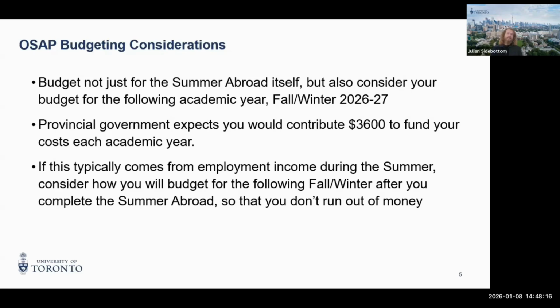In terms of budgeting considerations, consider budgeting not just for summer abroad, but also for the following academic year in the fall and winter. The government assumes, as part of the OSAP assessment, that you're going to contribute $3,600 each year to help fund your costs. If this comes primarily from a summer job, consider how you're going to budget so you don't run out of money in the academic year following summer abroad.